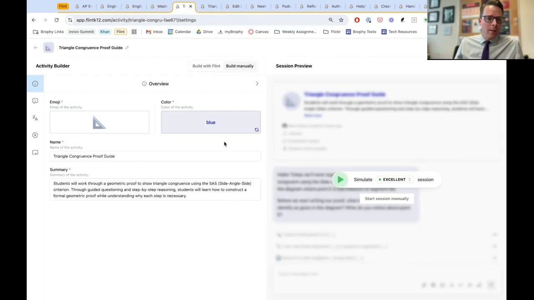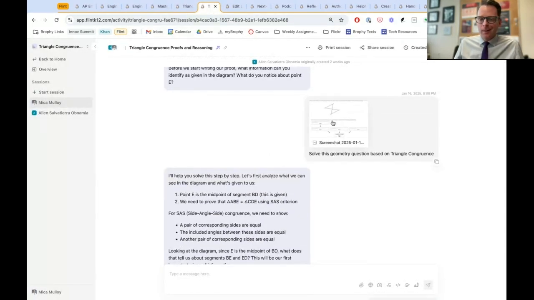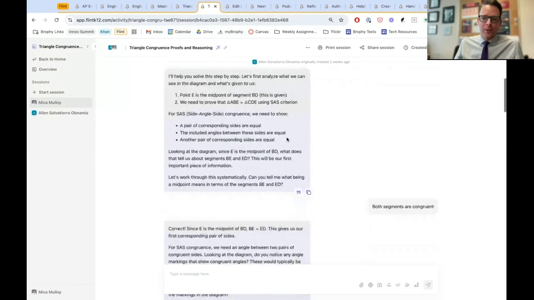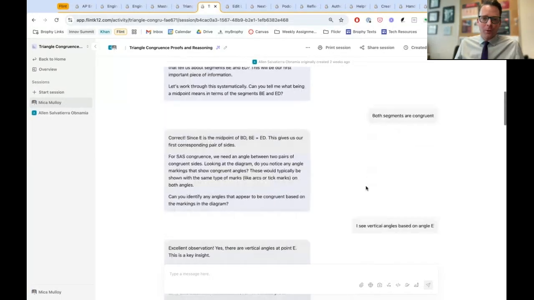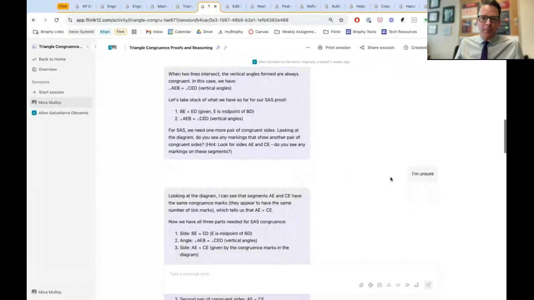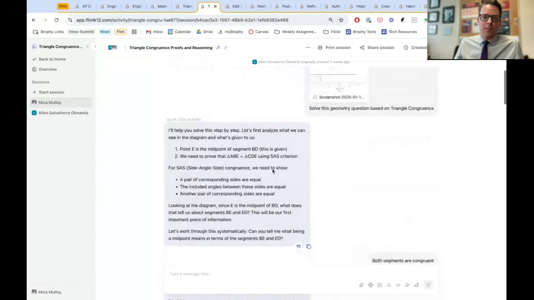This student built an activity to help work through geometric proofs to show triangle congruence using the side-angle-side criterion. Pretty standard there, and also really helpful in that he would insert a screenshot like, help solve this, right? And it didn't just do it, it helped him do it and asked him questions along the way about what was in there, and then gave him feedback. And then at some point he said, I'm unsure. So then it helped him understand what was in there, and then he moved on.